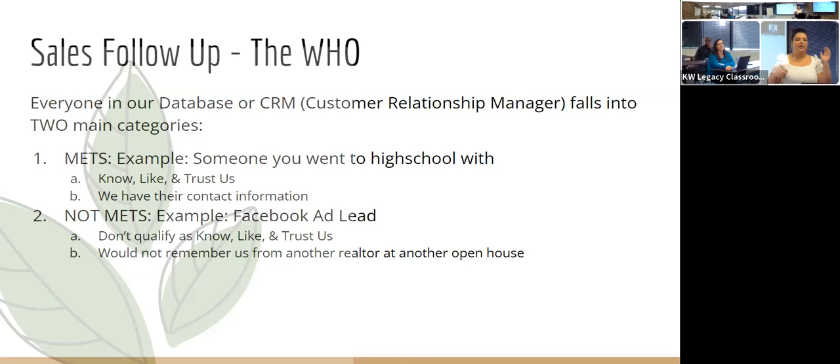We have their contact information. So I might say, oh, Ksenia is my best friend, but I don't have her number. Suspicious, right? Not Mets, example, Facebook ad lead. I know a lot of you guys are advertising on Facebook, putting your listings out there, open houses, whatever it might be. So they might click on your link, they might come in with some of their data, but you haven't talked to them, you haven't gotten them on the phone, you haven't established a relationship with them yet. So they don't qualify as know, like, and trust us. They might not remember who we are from any other realtor or agent that they saw at an open house, right? So defining who your Mets and not Mets are in your database is going to be the very first step.